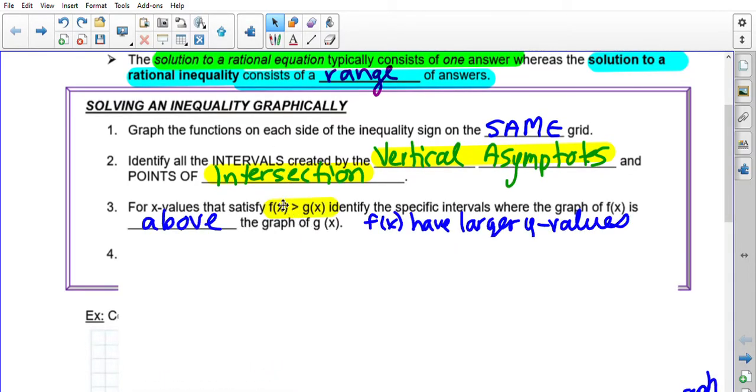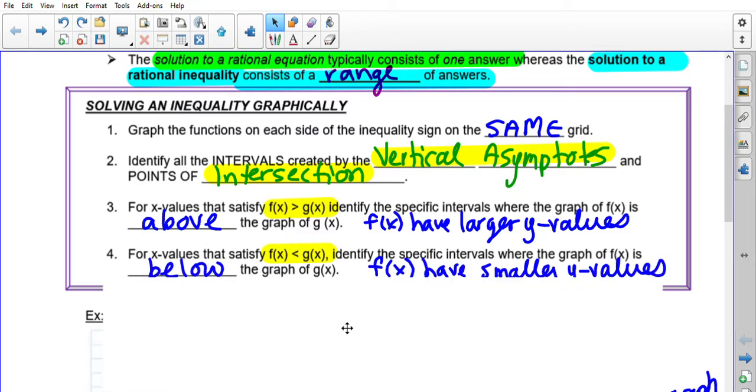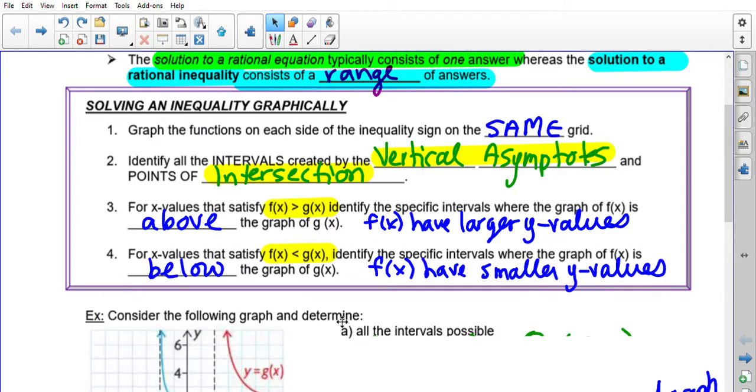If I ask you to solve where f of x is greater than g of x, then all you're doing is looking where the graph of f of x lies above the graph of g. In other words, when does f have larger y values? And then obviously vice versa. If I ask you to solve where f of x is less than g of x, you're looking where the graph of f lies below the graph of g, or wherever it has smaller y values.